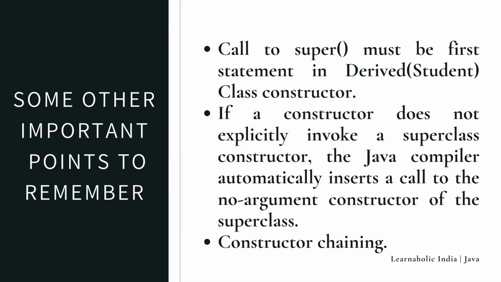Now we will see some important points to remember. 1. Call to super must be first statement in derived student class constructor. 2. If a constructor does not explicitly invoke a superclass constructor, the Java compiler automatically inserts a call to the no-argument constructor of the superclass. If the superclass does not have a no-argument constructor, you will get a compile time error. Object does have such a constructor, so if object is the only superclass, there is no problem.